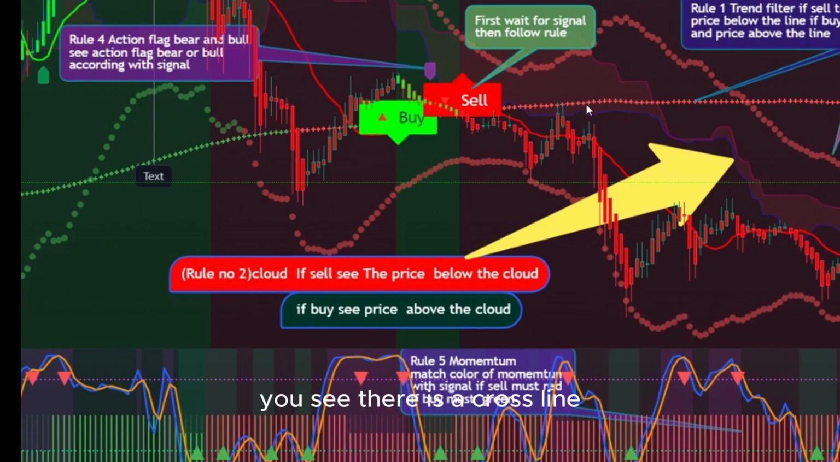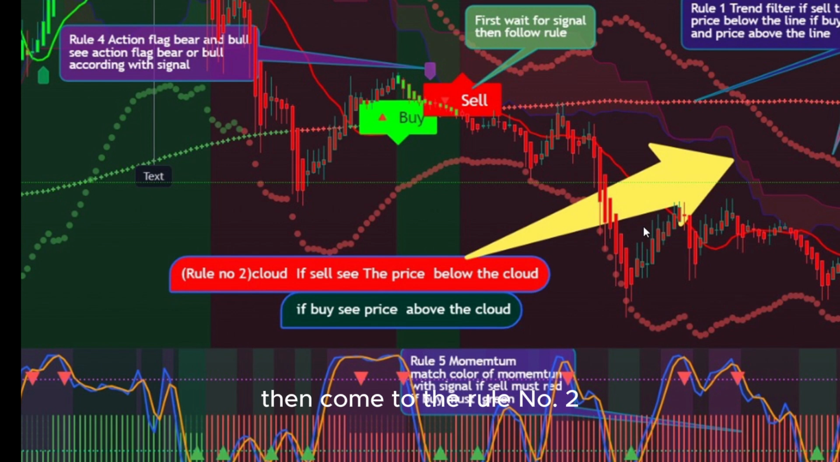This is the trend filter. You see there is a cross line. We say that this is the trend filter. When price is below this line, this line's color will be red. If there's a sell, the price must be below the trend filter, and the trend filter color is red. Conversely, if there is a buy signal, the price must be above this line, and this line color is green. This will support the buy signal.